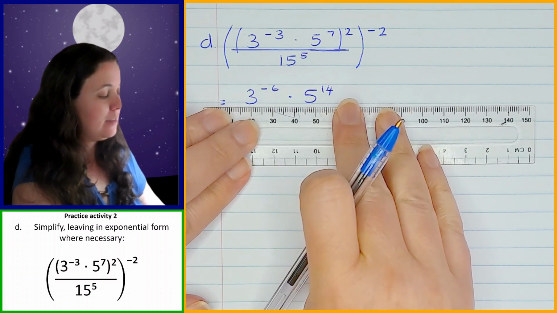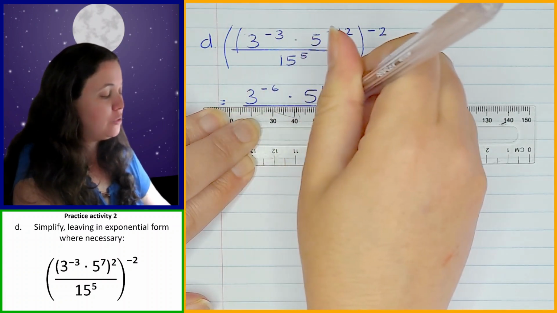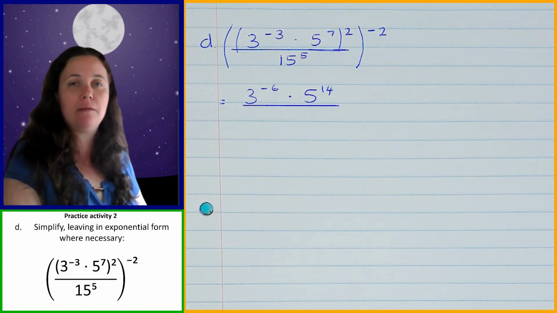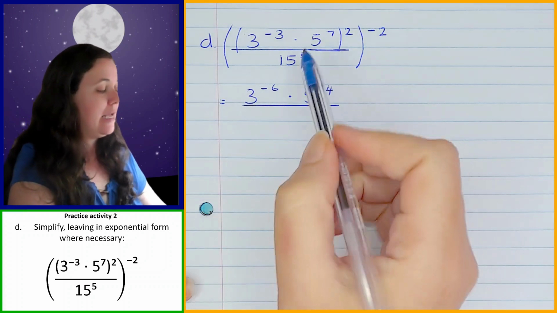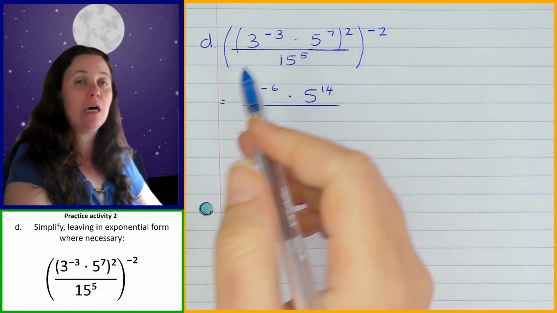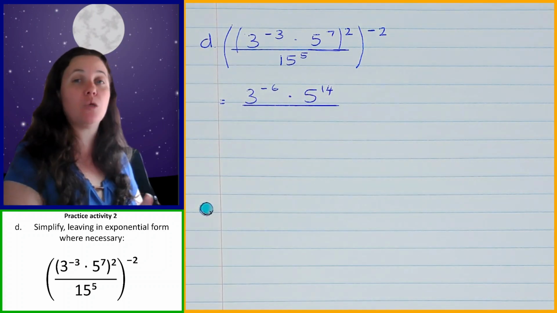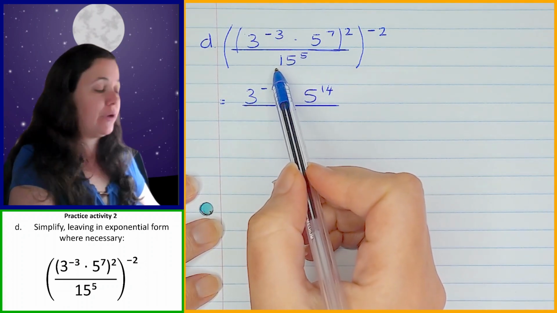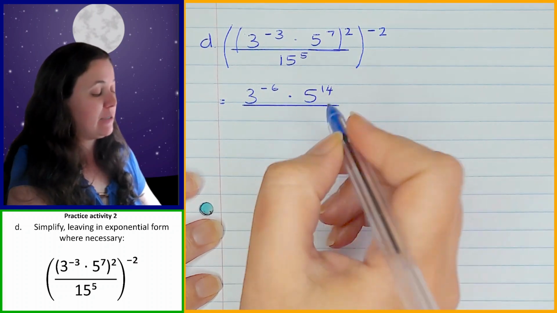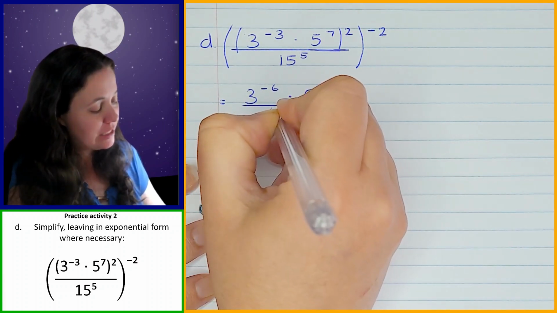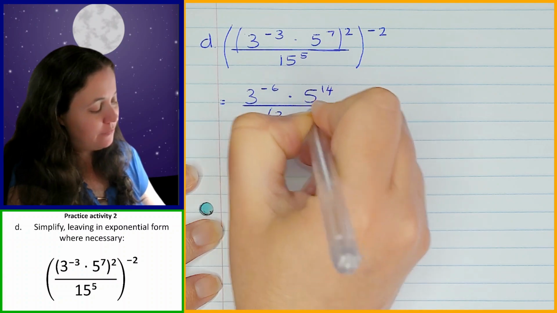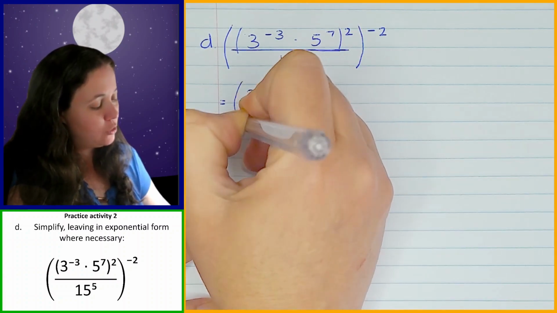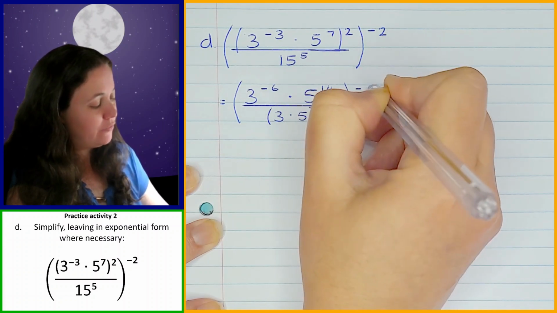And then at the bottom, what I'm going to do now, in the same step, because there's nothing else happening there that I need to worry about affecting anything else, is change this 15 so that I have fewer steps to worry about later on. I'm going to change it so that it is in terms of 3 and 5. So 15 is the same as 3 times 5. So that's going to be 3 times 5, and that's to the power of 5. Okay, and that is all still to the power of negative 2.